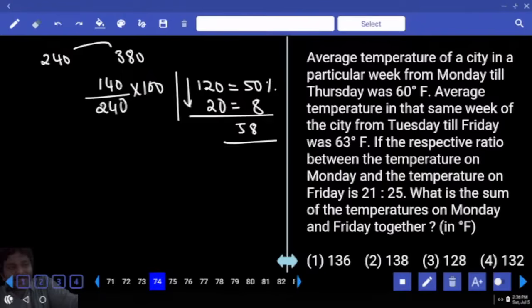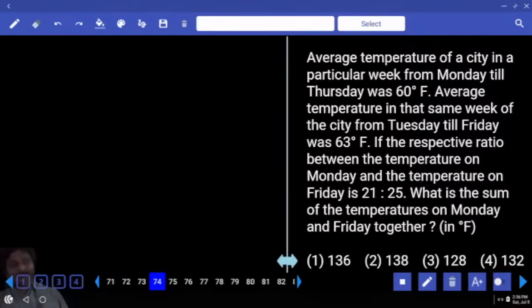The average temperature of a city in a particular week from Monday till Thursday was 60 degrees. If the temperature in that same week of the city from Tuesday till Friday was 63 degrees, and the ratio between the temperature on Monday and the temperature on Friday is 21:25, what is the sum of temperatures on Monday and Friday? Okay. Monday and Friday temperatures ratio given 21:25.